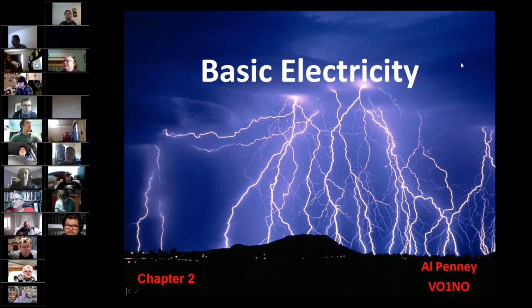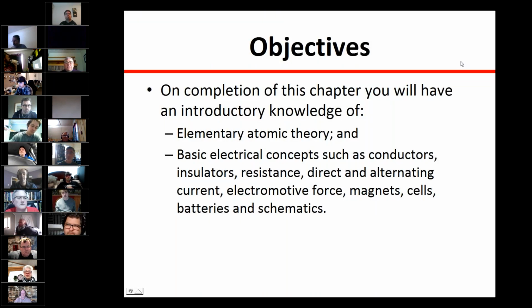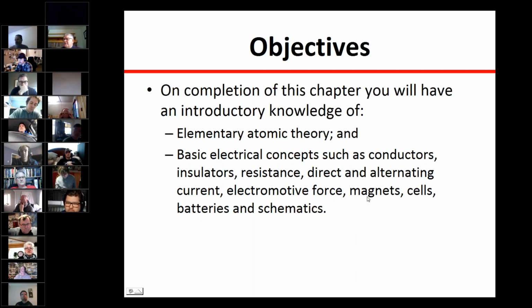Okay, basic electricity. So today, when we're done, you're going to have an introductory knowledge of elementary atomic theory. You're going to understand some of the basic concepts such as conductors, insulators, resistance, direct and alternating current, electromotive force, magnets, cells, batteries, and we're even going to touch on schematics, as in schematic diagrams.